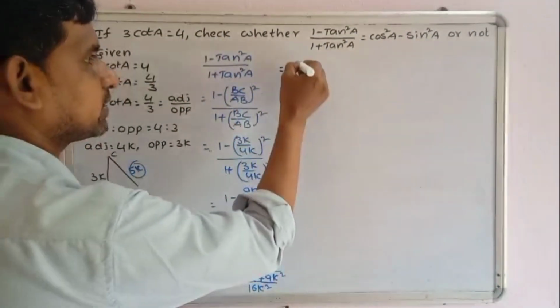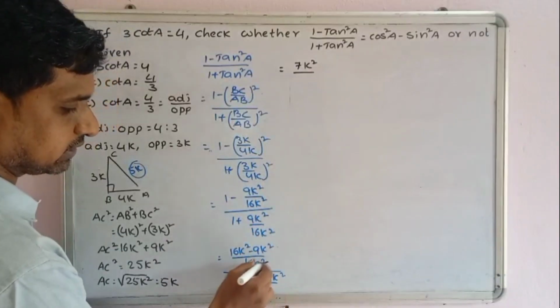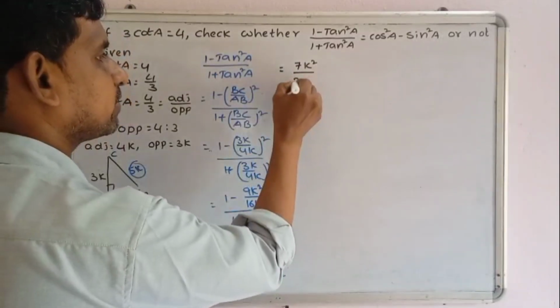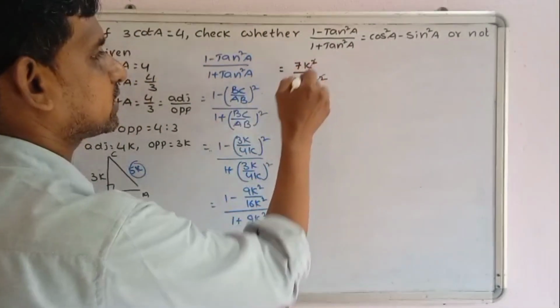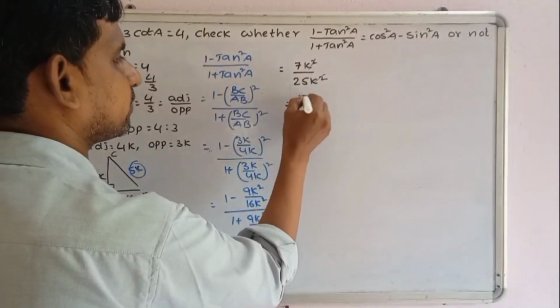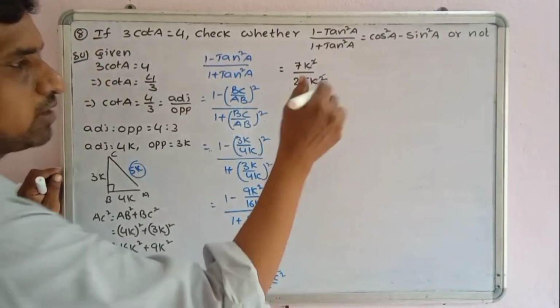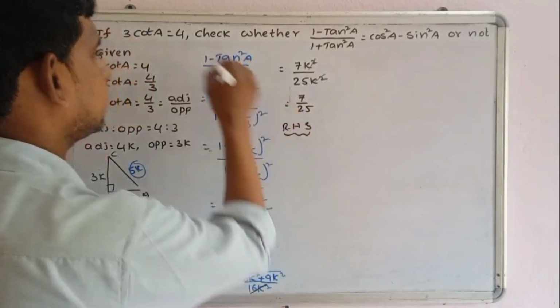That equals 16k square minus 9k square is 7k square by, here 16k square cancels, 16k square plus 9k square is 25k square. Now k square gets cancelled. So the final answer is 7 by 25. This is LHS. Now find the value of RHS.